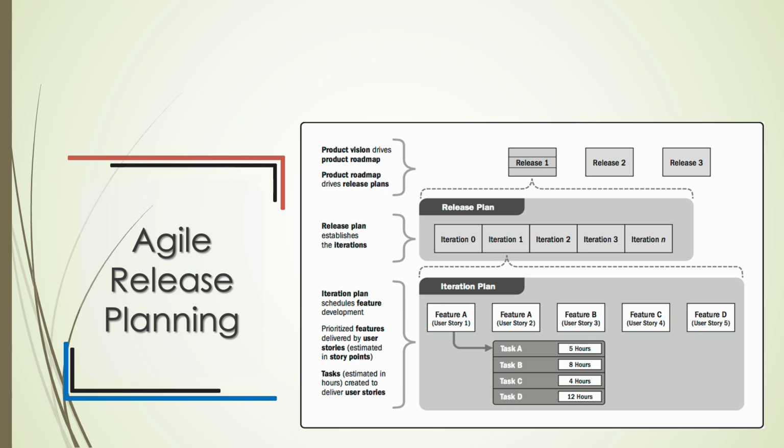Within an iteration plan, features are selected, decomposed into tasks, and scheduled to ensure progress toward delivering the product. By organizing work in this way, agile teams can manage priorities, track effort, and ensure alignment with the broader vision, resulting in more predictable and focused deliveries across multiple releases.